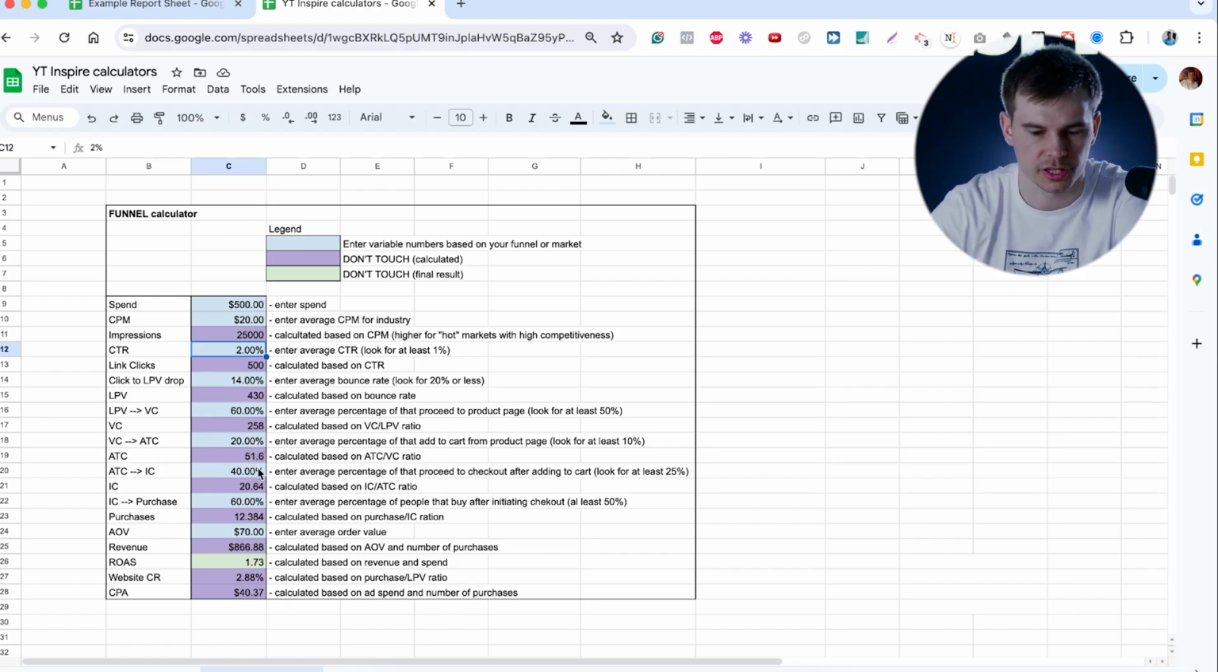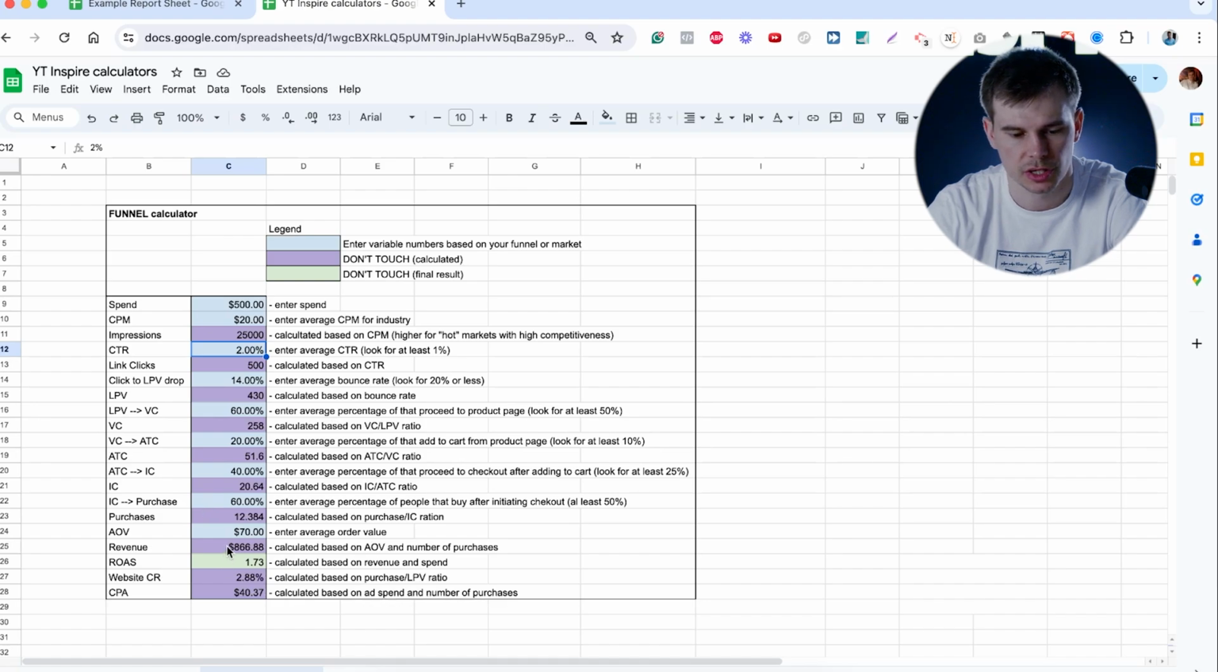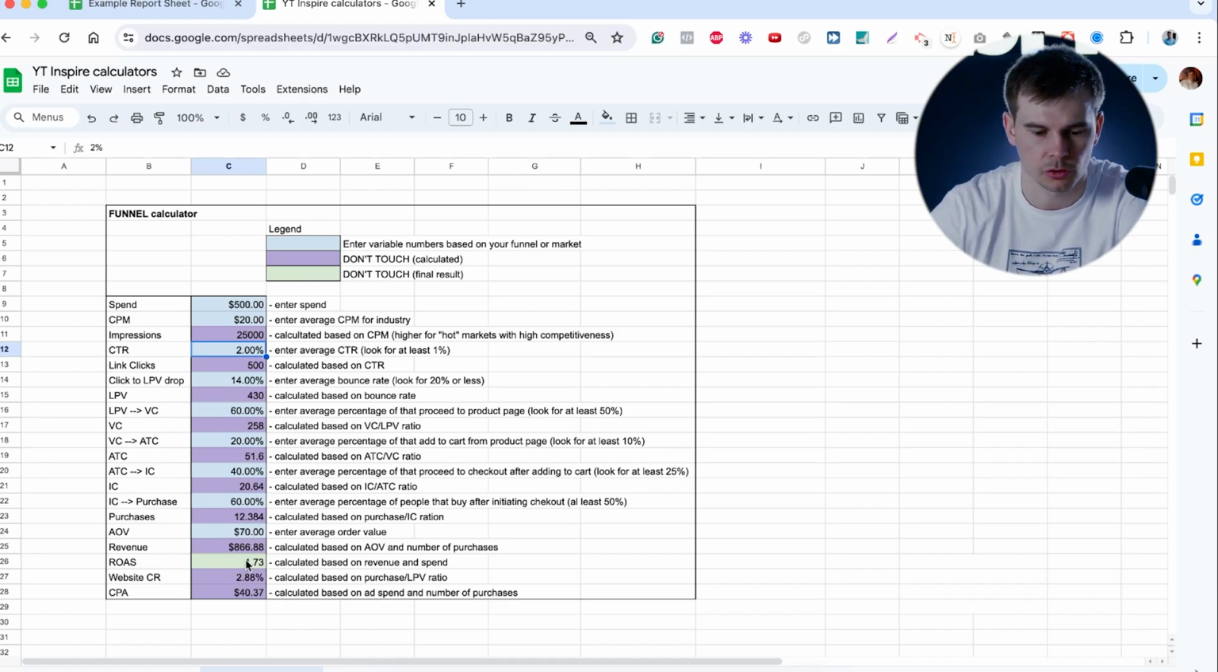You should not have more than 70% of people not proceeding from add to cart to checkout. Obviously, the higher, the better. It would be great if you can have the highest click-through rate, pages loading fast, people proceeding to the product page and almost every time adding to cart. At least, I don't know, 50% of them proceed from add to cart to checkout, and 50% of them proceed from checkout to purchase. And with a higher AOV, obviously your ROAS would go up.